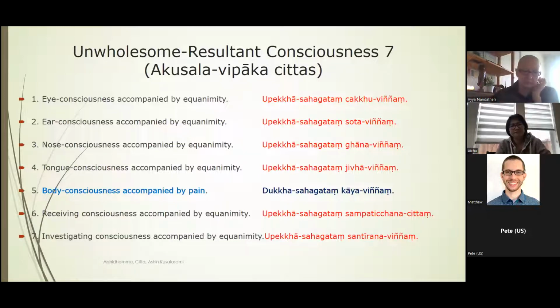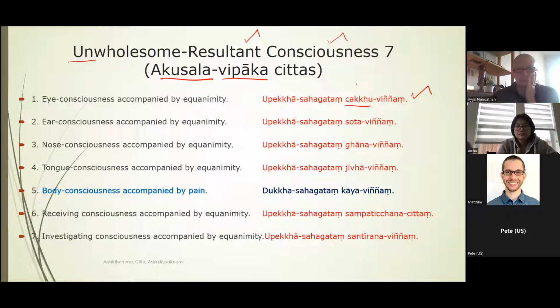So the first group, unwholesome resultant consciousness, is 7. Akusala Vipaka Citta. Kusala means wholesome, akusala means unwholesome, vipaka means resultant, and citta is consciousness. So there are 7 kinds of cittas. The first citta is eye consciousness accompanied by equanimity. This is in Pali, if you want to learn in Pali, you can see here. Upekkha sahagatam cakkhu vinnanam. In English, eye consciousness accompanied by equanimity.